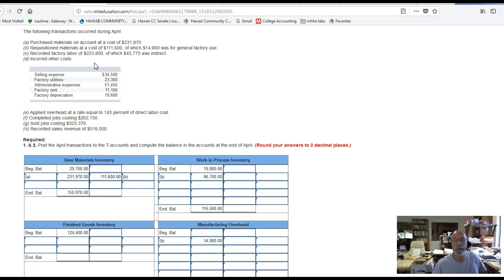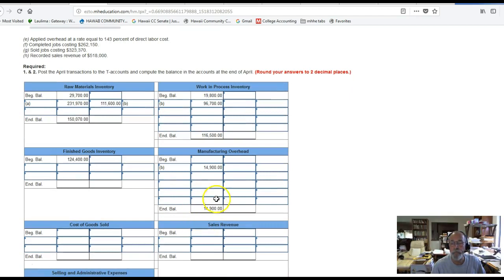And of that $223,800, $43,775 is indirect, which leaves us with $180,025 as direct labor. And so direct labor is debited directly to work in process inventory. And again, that's $180,025. And the balance, which was our indirect labor, is debited to manufacturing overhead.